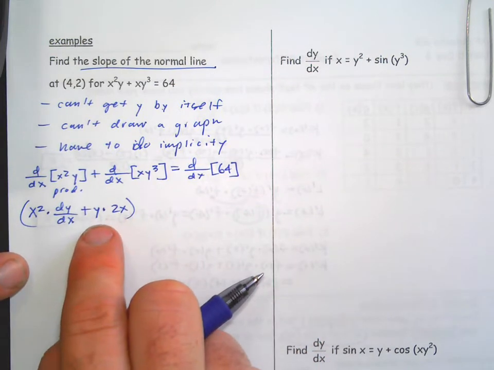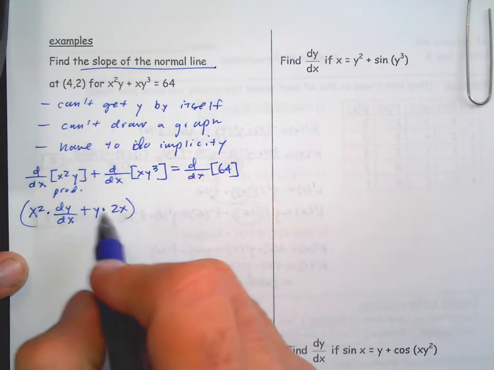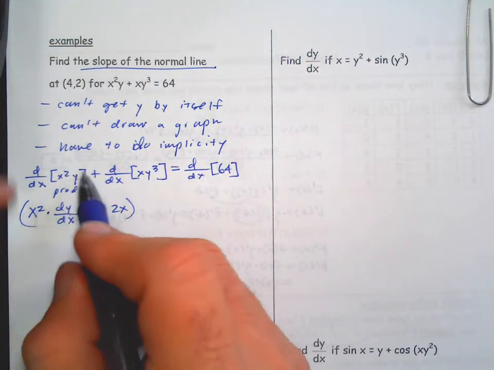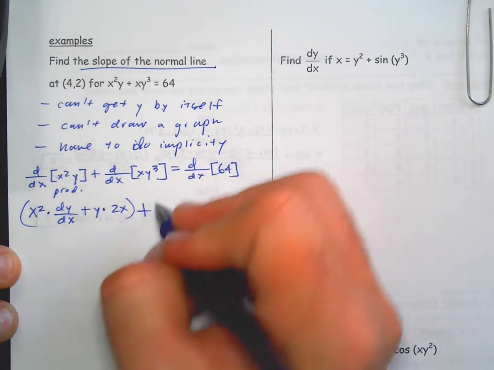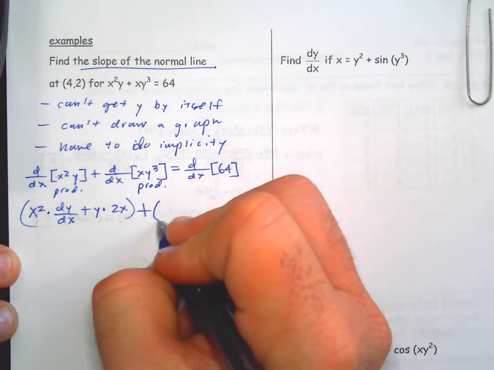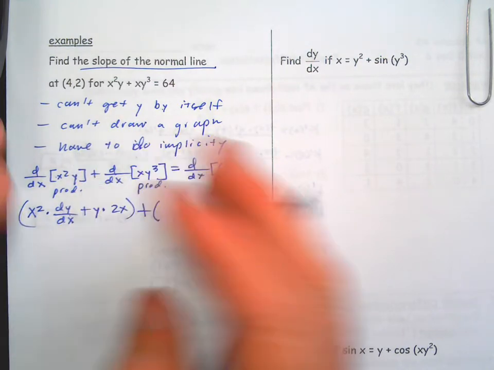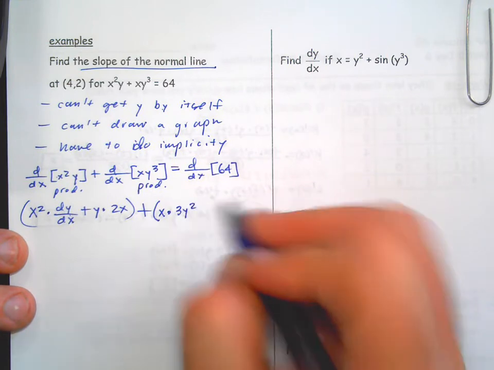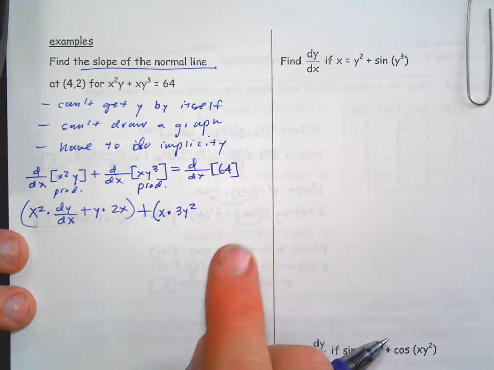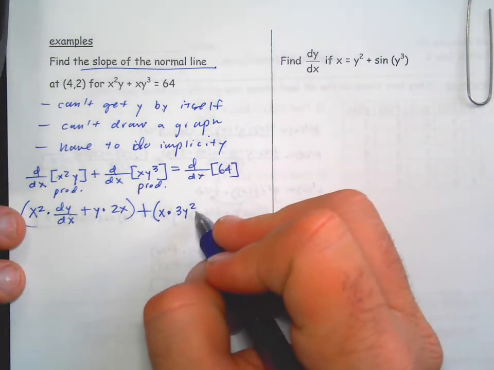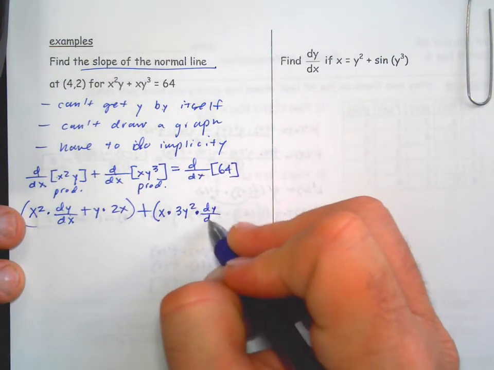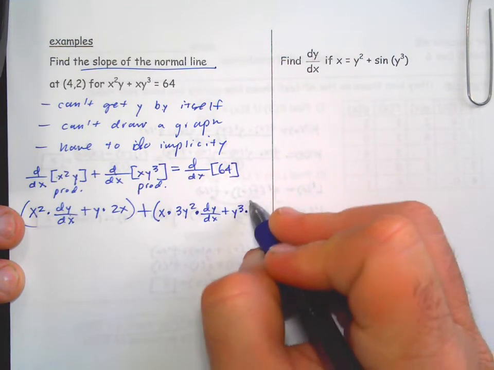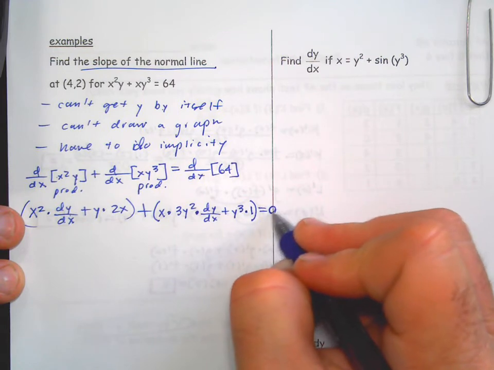So every time you see y doesn't mean you're going to get a dy/dx, only if you're trying to take the derivative of it. So the product rule says this times the derivative of that, which we did, and then this, whatever it is, times the derivative of that. We have another product rule here, so I like to put these parentheses around here just to make sure I don't forget to finish something. x times the derivative of y cubed would be 3y squared, but that's only with respect to y. So that's like the outer rule, and you've got to follow it up by the derivative of what's inside, dy/dx, plus y cubed times the derivative of x, which is 1, equals the derivative of 64, which is 0.